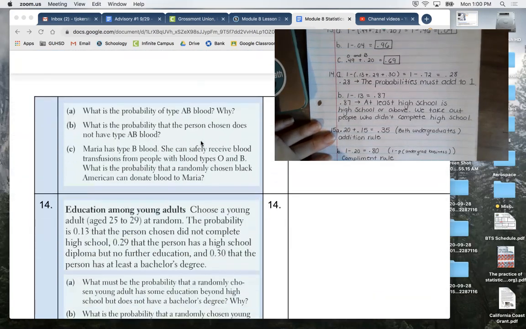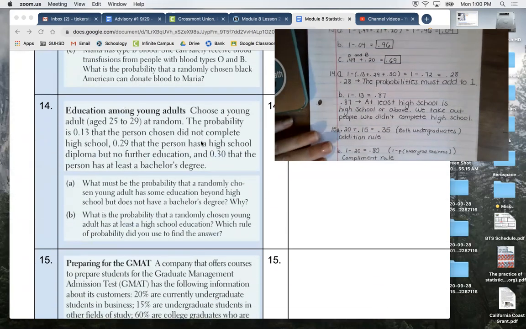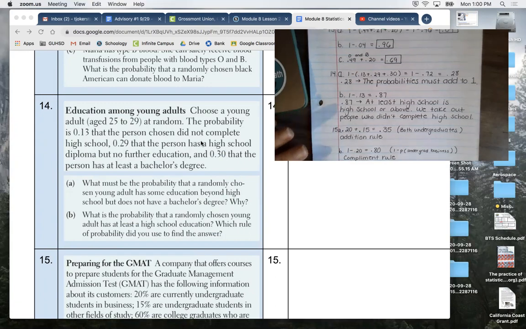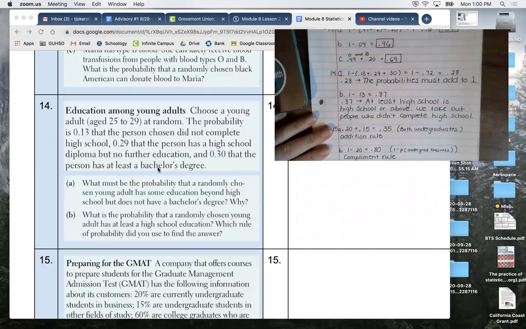Okay, number 14. Education in young adults. We're going to choose a young adult age 25 to 29 at random. The probability is 13% that the person chosen did not complete high school, 29% that the person has a high school diploma, but no further education, and 30% that the person has at least a bachelor's degree. What must the probability be that a randomly chosen young adult has some education beyond high school, but does not have a bachelor's degree, and why?